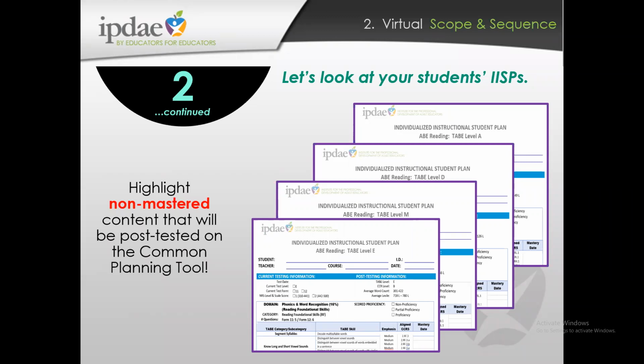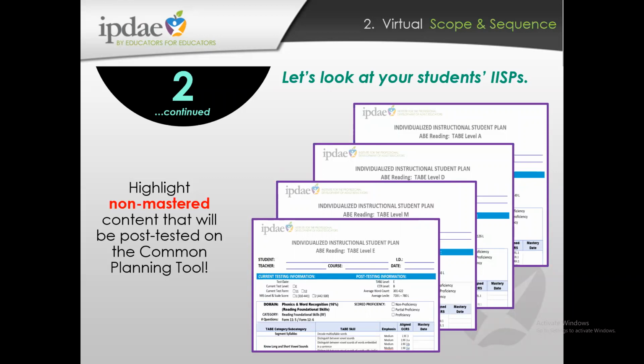You should only be concerned with content that is still identified as non-mastered on their IISPs. The second situation has to do with new students. Obviously, since we're dealing with a hypothetical situation where no new students have been able to pretest, I think it is safe to say that all new students have blank IISPs. In other words, no mastered content should be identified on these IISPs.